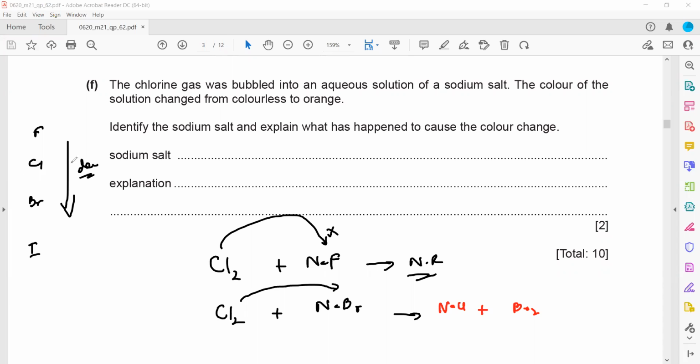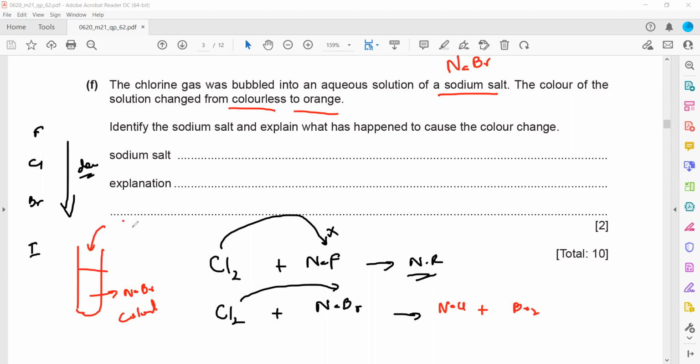So they mention chlorine is bubbled into an aqueous solution of sodium salt. So there is sodium, and what else should be there? It cannot be fluorine, it can be bromine or iodine. So for example, if we are taking sodium bromide, the color changes from colorless to orange. Why was it originally colorless? Because a sodium salt like aqueous NaBr is colorless, it does not have any color.